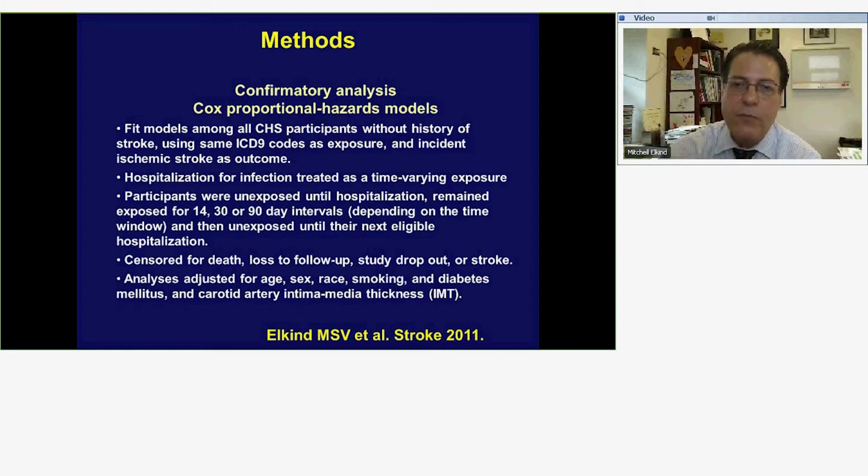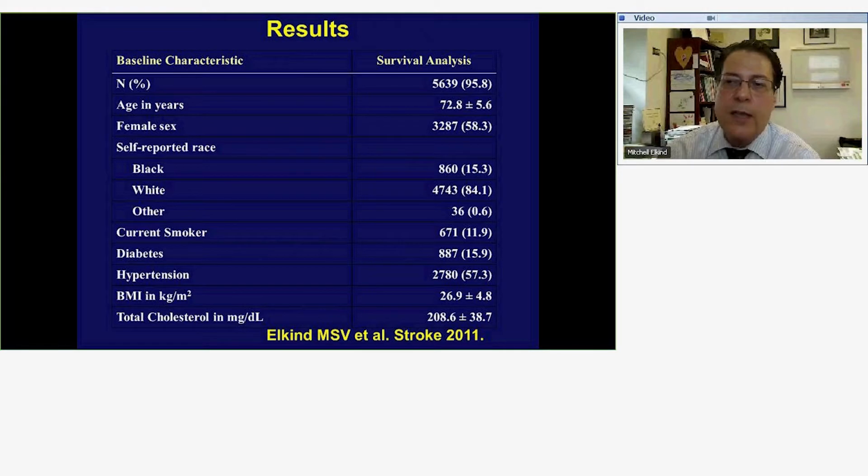And so we did a confirmatory analysis, a more typical Cox proportional hazard model, in which we basically just looked at people over time. We followed them over time, and whenever somebody was hospitalized for an infection, we considered them as being exposed, and we could make that time of exposure 14, 30, 90 days, whatever we want. And then after that period of exposure, they would go back to unexposed. And so people could have more than one period of exposure time. And so we were then able to do what's called the time dependence analysis and see whether the risk goes up during those time intervals. So this is now in the full cohort of 5,600 and some odd people.